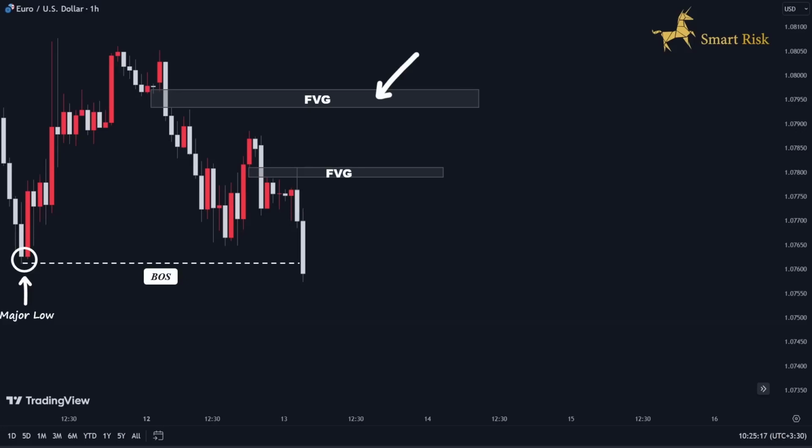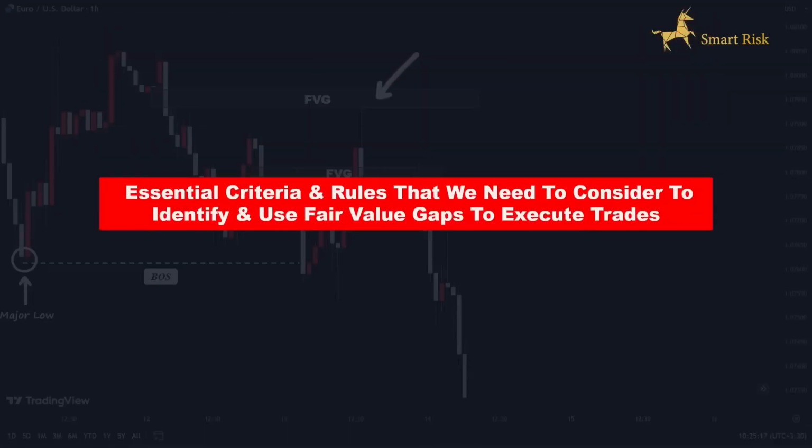Let's see what happens next. As you can see, the price pushed back up again, and after filling the fair value gaps, reversed its direction and resumed its bearish momentum. Now let's move into essential criteria and rules that we need to consider to identify and use fair value gaps to execute trades in the market and understand how we can use them to our advantage.